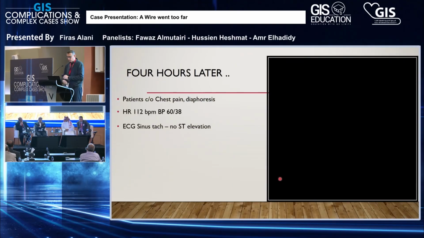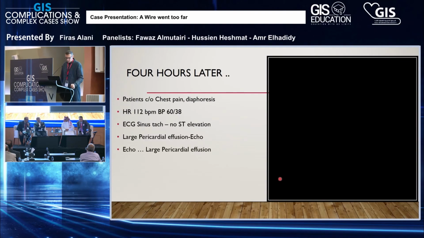she became short of breath, diaphoretic, with chest pain, tachycardic, hypotensive. And then we did an ECG. First, of course, the first thing that comes to mind is acute stent thrombosis. There were no signs of ST elevation in the anterior leads. And then we did an echo. It took us a while to get the echo machine, but I just took the ultrasound machine from the ICU, and we saw a very large effusion.